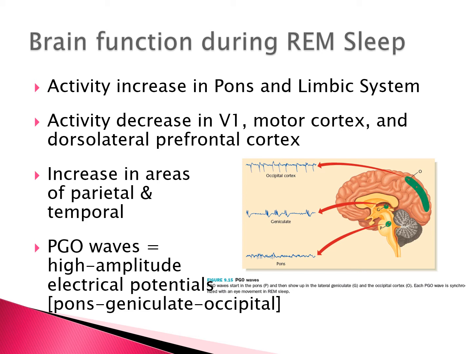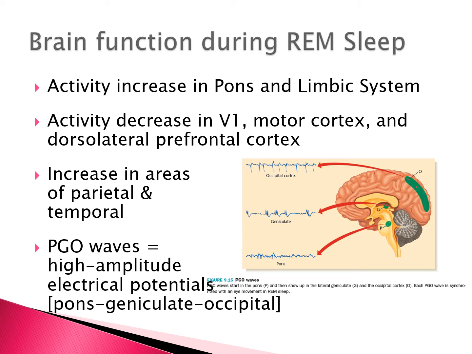We see bursts of activity in these PGO waves, these high amplitude electrical potentials that go from the pons to the geniculate to the occipital, which is how it gets the PGO name. So in the pons we see these random bursts of activity, and then it communicates on to the geniculate, this area of the thalamus, that then communicates on to the occipital lobe or the occipital cortex.